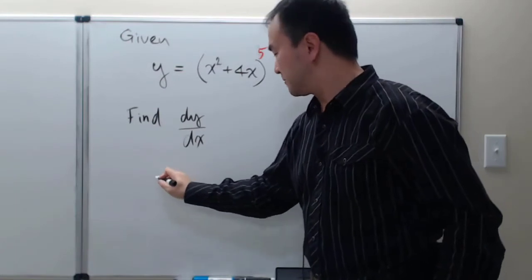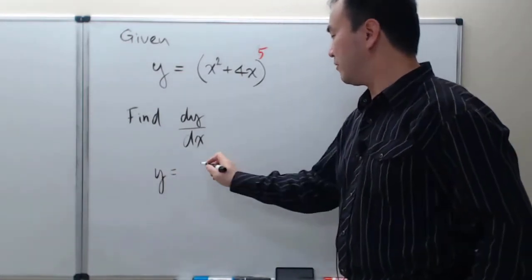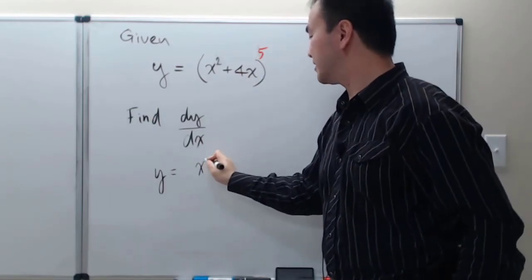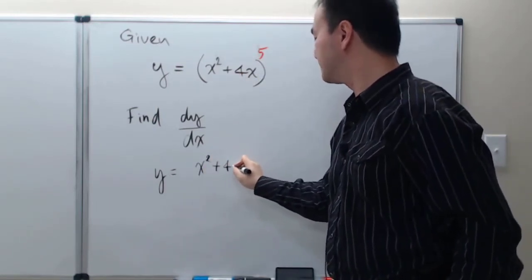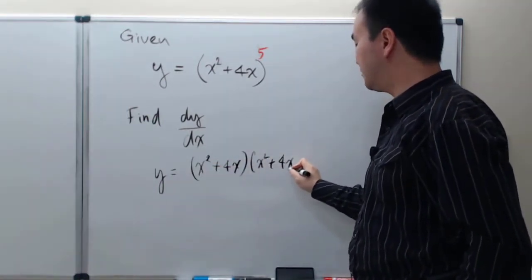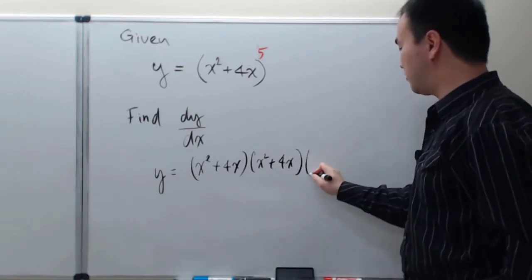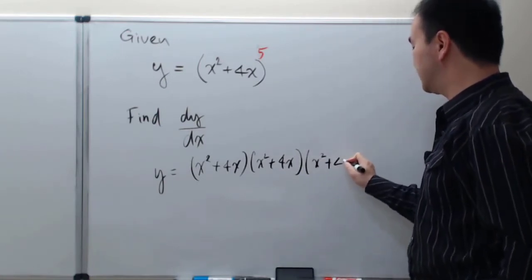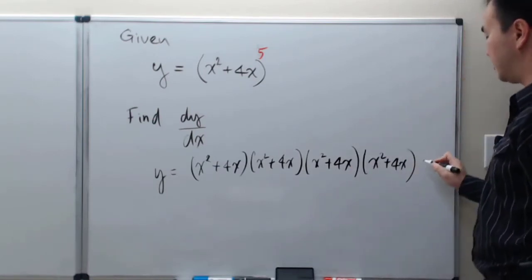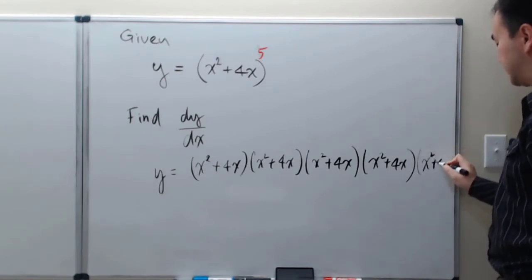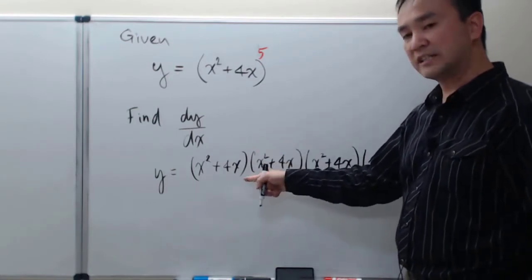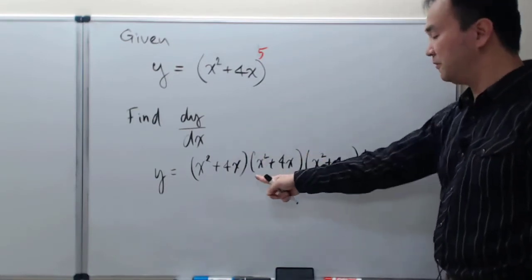Think about that for a moment. Yes, we can re-express that fifth power of x squared plus 4x as a factor x squared plus 4x, and I'm going to multiply with another x squared plus 4x, and allow me to write small. And I keep multiplying with another x squared plus 4x until I reach enough, displaying it as a product of five identical factors.